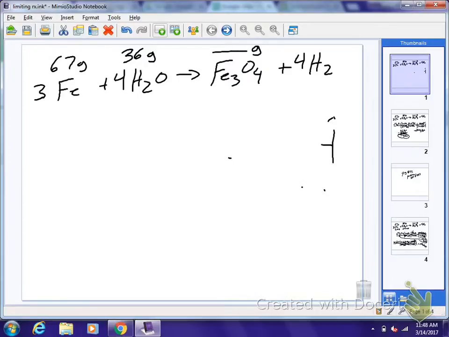The left side of the room is going to do iron. You're going to take the 67 grams and figure out how many grams of Fe3O4 is made. And then the right side of the class is going to take the 36 grams of water and do a mass-to-mass on that.